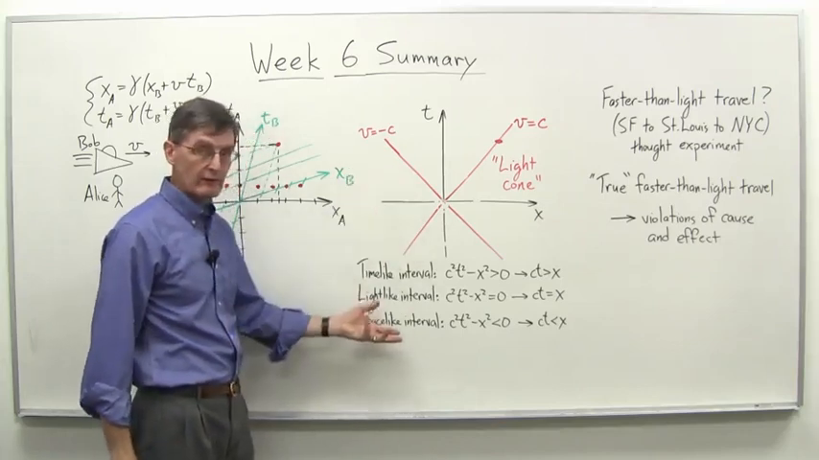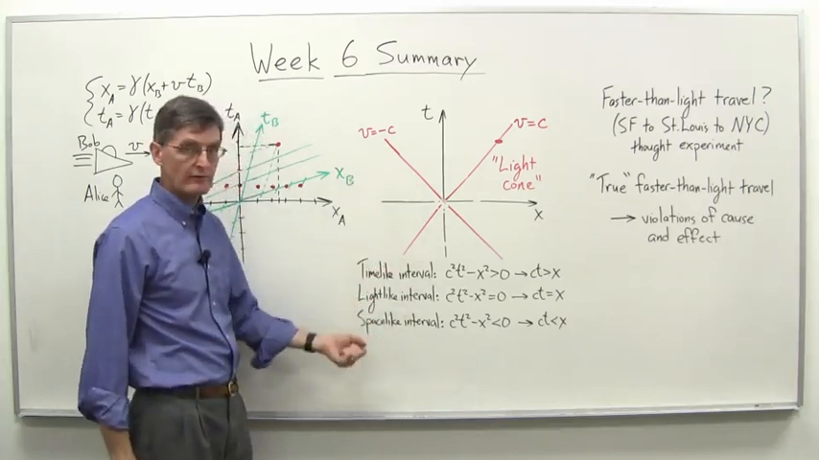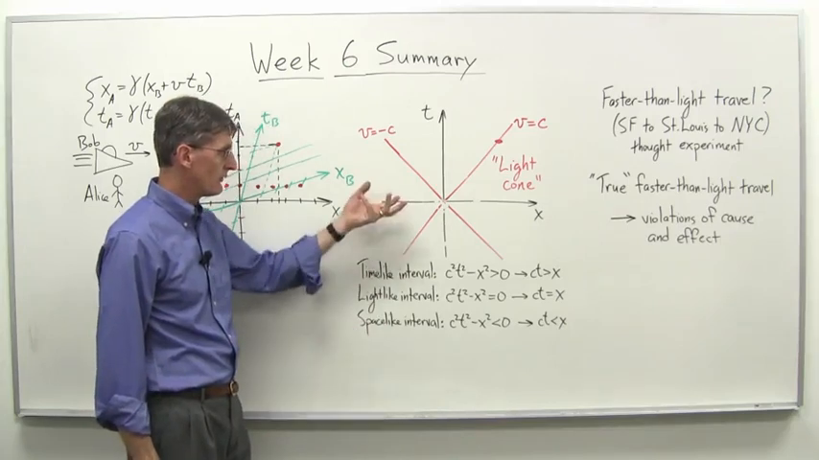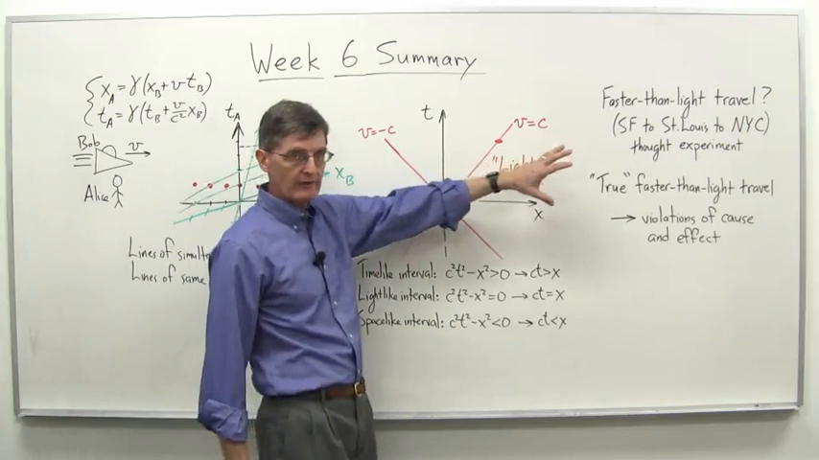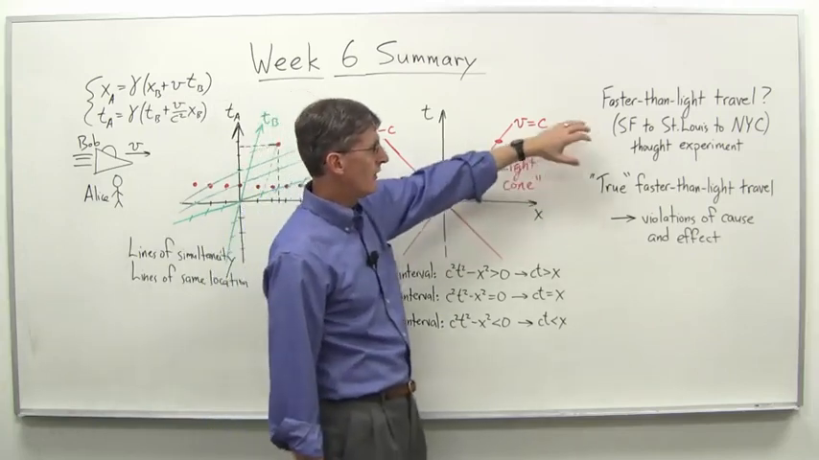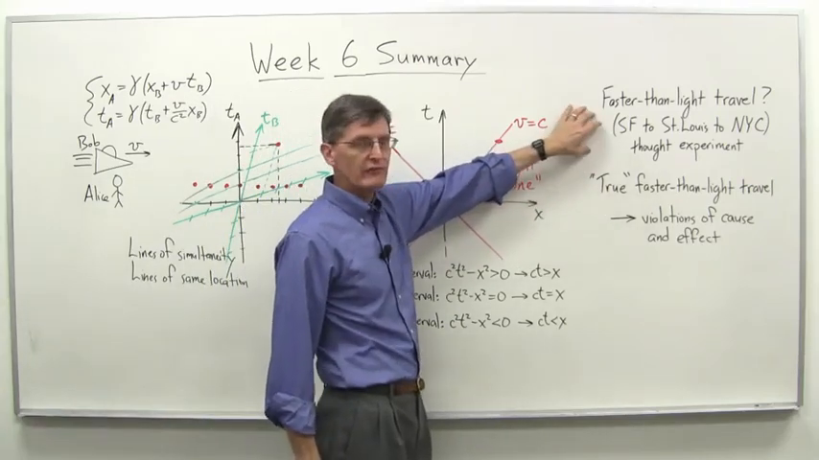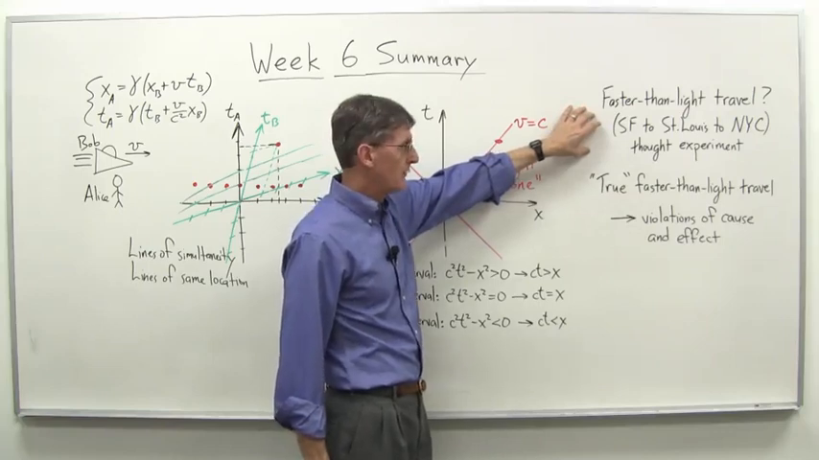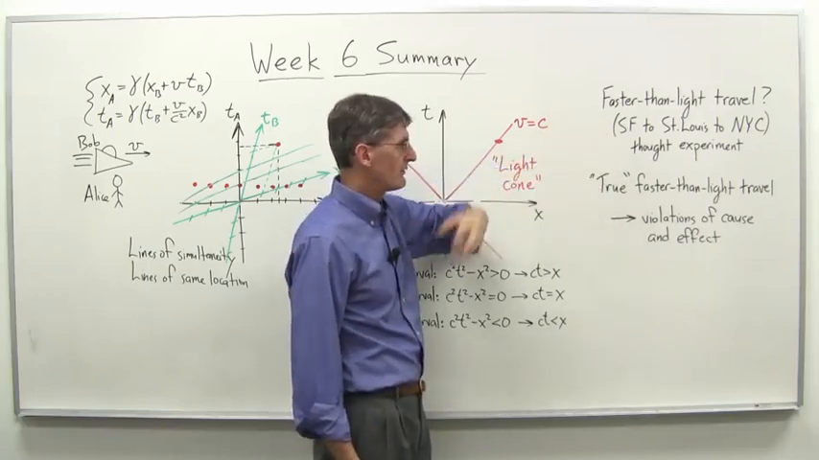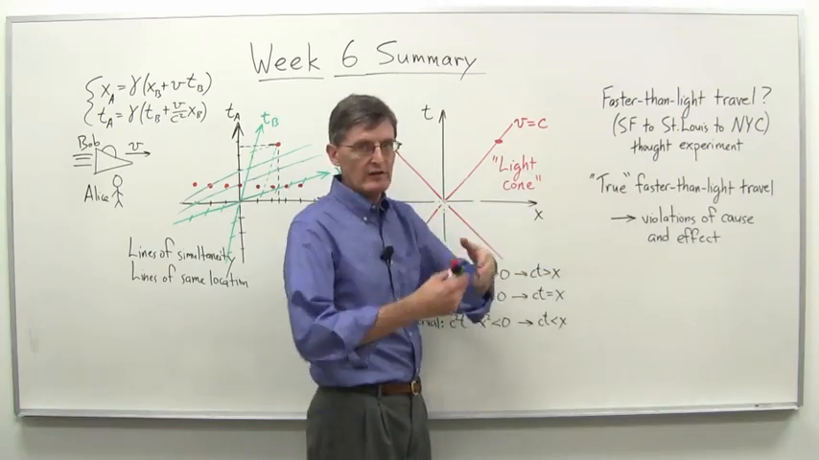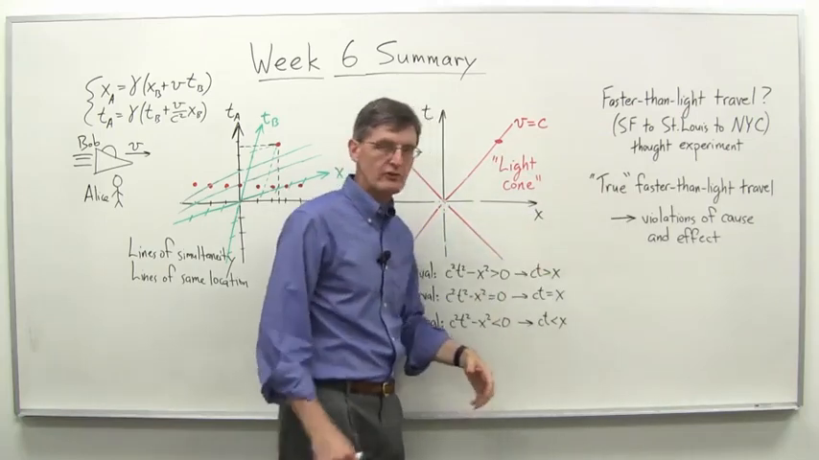So we analyzed that a little bit. That was an interesting way to think about cause and effect relationships with this light cone diagram. And then we considered a couple of examples at the end where we had a question of, is faster than light travel possible? And we did it in a thought experiment, as it were, of a spaceship traveling from San Francisco to St. Louis to New York City and shooting off some flashes along the way.